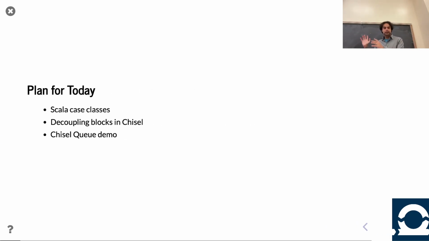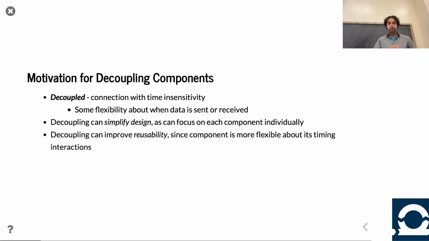Okay, so in order to talk about it today, we'll talk about a few things. We'll talk about decoupling, but before we do that, we'll talk about something called Scala case classes as a way to better encapsulate the parameters. Then we'll talk about the Chisel queue, which in this lecture we'll see how to use. In a later lecture, we'll actually go about building our own queue, and we'll see this come back a lot this quarter.